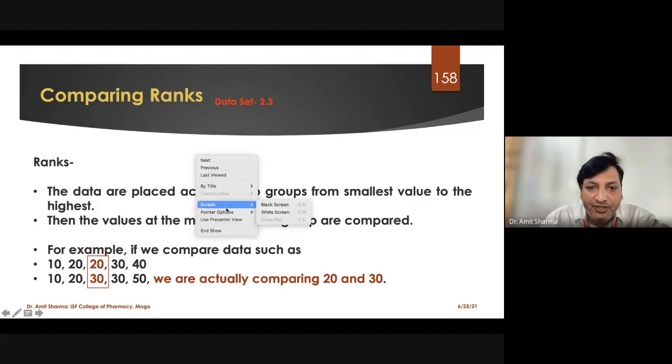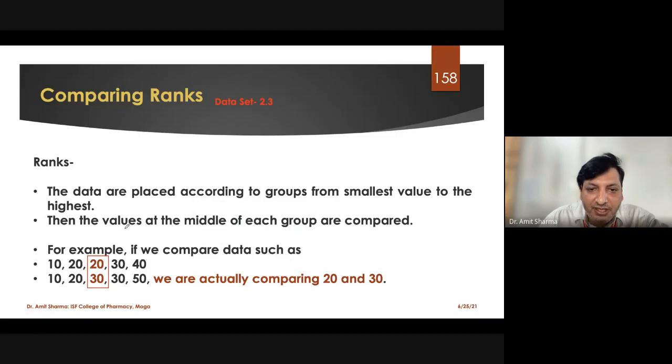And the value placed at the middle of each group will be considered the rank. For example, we have a data set of A and a data set of B: 10, 20, 20, 30, 40 of A, and 10, 20, 30, 30 and 50 of B. So I'll take 2 from this side, 2 from this side, total 5 are there. So actually what we are doing is comparing this 20 with 30.